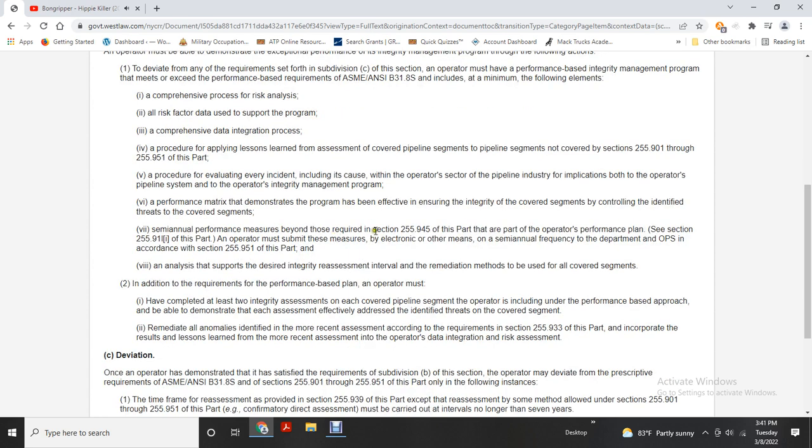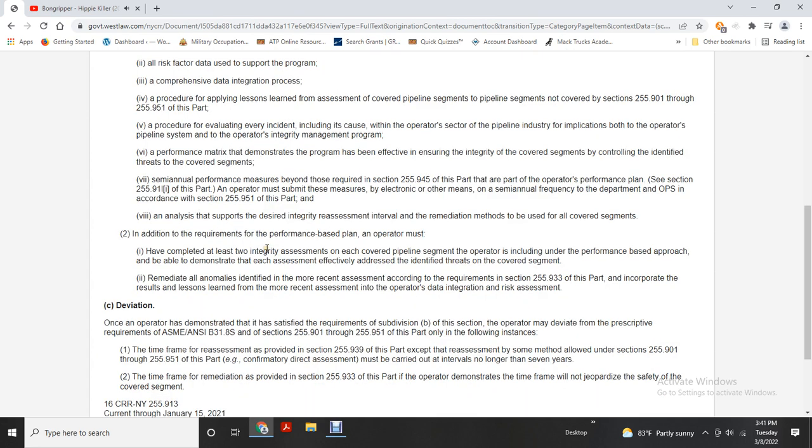A semi-annual performance measure, beyond those required in section 255.945 of this part, as part of the operator's performance plan. The operator must submit these measures by electronic or other means, at a semi-annual frequency, to the department OPS according to section 255.951. With analysis supporting the desired integrity reassessment interval and the remediation method for the covered segments, additional requirements of the performance-based plan: the operator must have completed at least two integrity assessments on each covered pipeline segment. The operator choosing a performance-based approach must be able to demonstrate that each assessment effectively addressed the identified threats for the covered segment, remediated anomalies identified in the more recent assessment according to the requirements of section 255.933 of this part, and incorporated the results of lessons learned from the more recent assessment into its data integration and risk management.